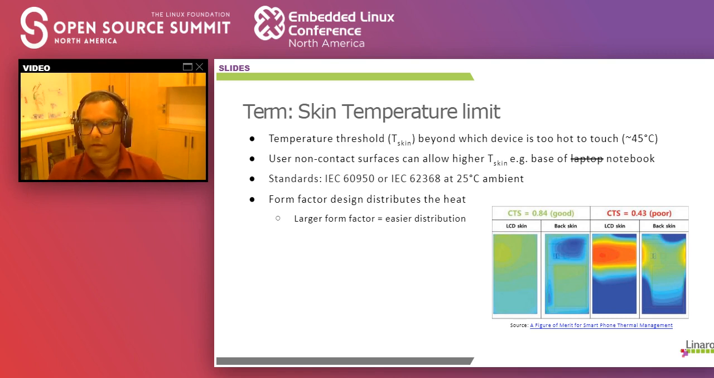What you see in the picture here is a photo of two phones. The one to the left shows no hotspots, so everything is yellow, green, blue. The one to the right has this big red hotspot where the SoC and the memory and the other parts of the chip are. So the one to the left is a better designed phone in that it's able to dissipate all this heat that's generated very nicely and uniformly so that nothing feels too hot to touch. Whereas the one on the right, there's going to be this nice hot spot around the top of the phone.